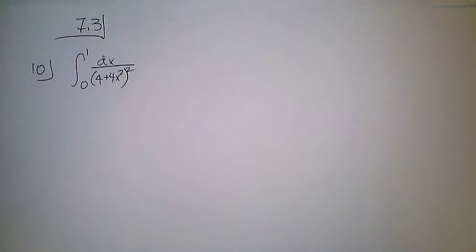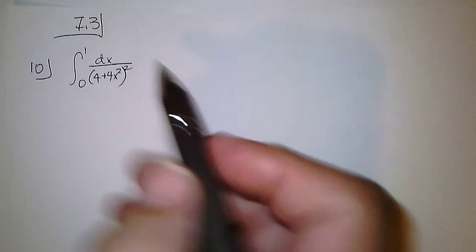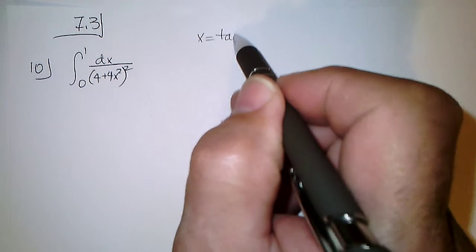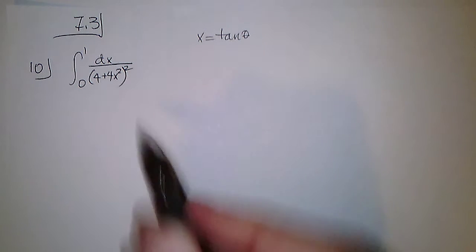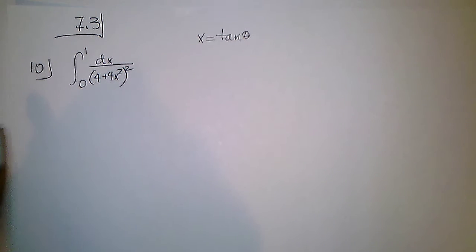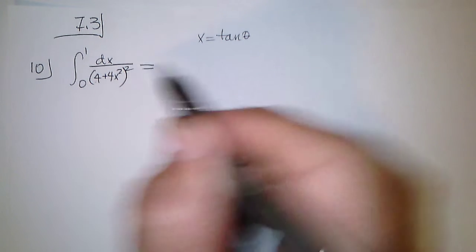We're going to do 7.3. Start off with this. And they said use x equals tangent of theta. Well, we see a 4 in both of these, and so it might be easy to factor that out. So let me just kind of show you how you could do that.